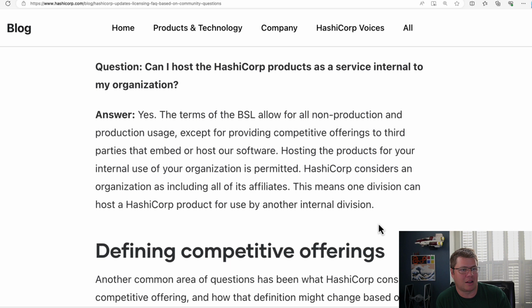The terms of the BSL allow for all non-production and production usage, except for providing competitive offerings to third parties that embed or host our software. Hosting the products for your internal use of your organization is permitted. HashiCorp considers an organization as including all of its affiliates. Oh boy.